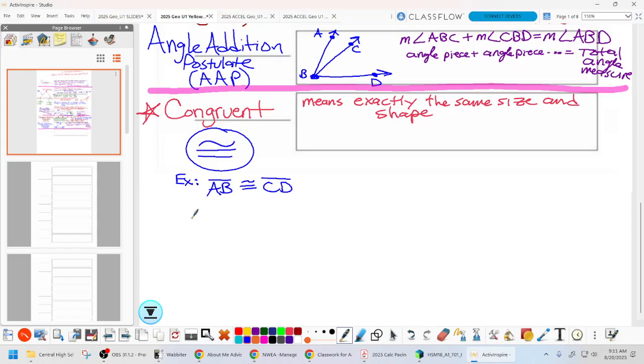Give it a shot, Eva. AB is congruent to CD. Yeah. And specifically segment. Yeah, good job. So segment or side length, if we're talking like in a triangle or rectangle or something. Segment AB is congruent to segment CD.